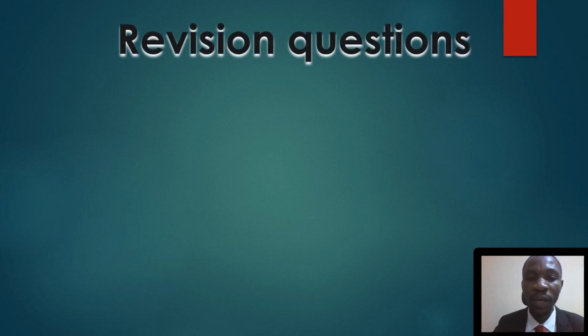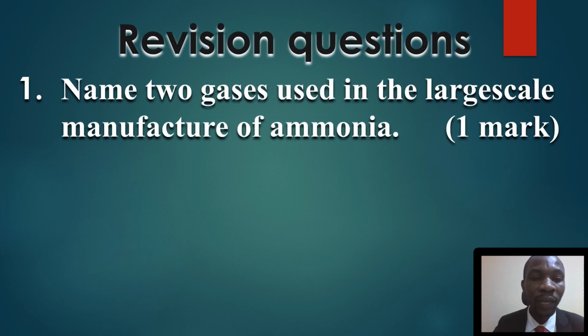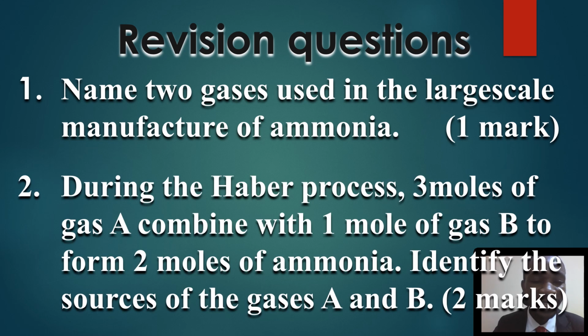So let me give you some revision questions. The first one: name two gases used in the large-scale manufacture of ammonia. The second one: during the Haber process, 3 moles of gas A combine with 1 mole of gas B to form 2 moles of ammonia. Identify the sources of the gases A and B.